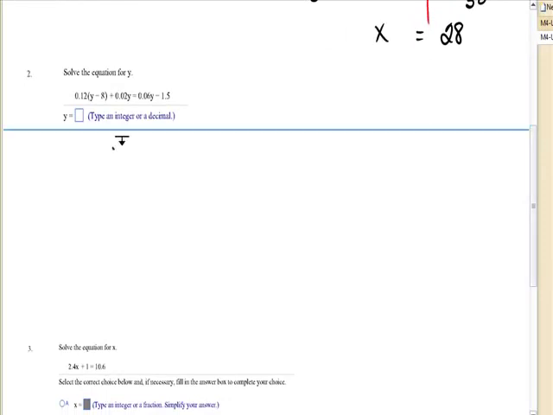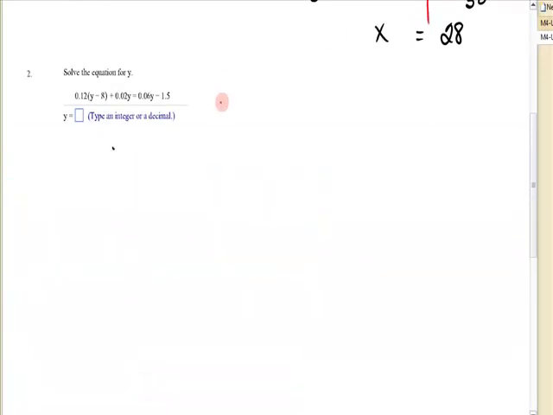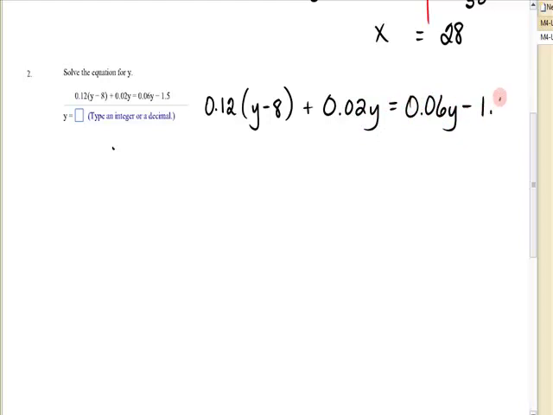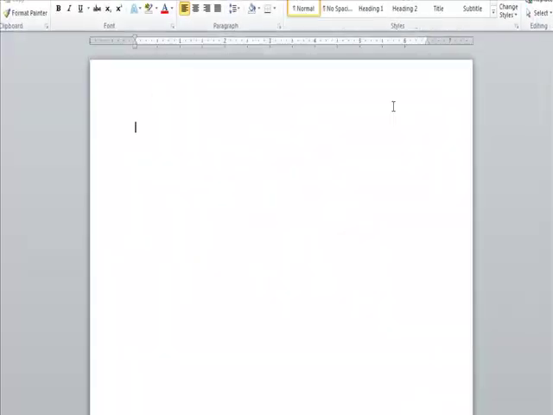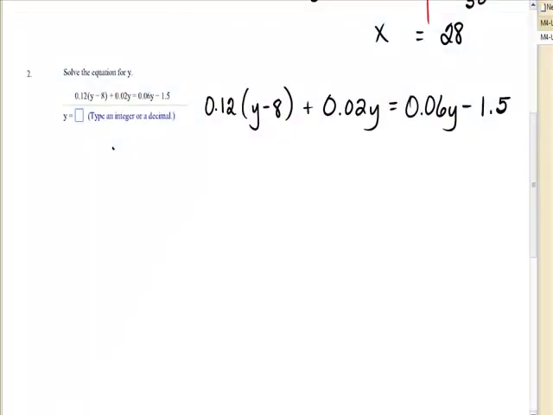All right, let me get a little bit more workspace. All right, I have 0.12 times y minus 8 plus 0.02y is equal to 0.06y minus 1.5. Well, I have hundredths. Don't worry about this. Hundredths, tenths. Very similar. I'm going to move the decimal 2 places in all of the terms. And that is because I'm multiplying by the LCD, which is 100.